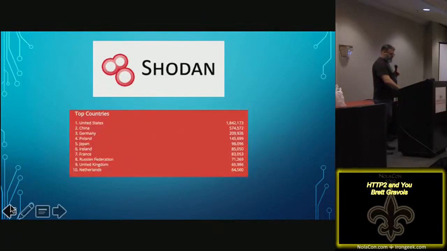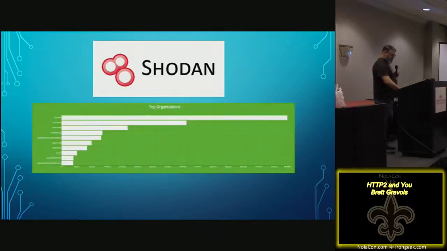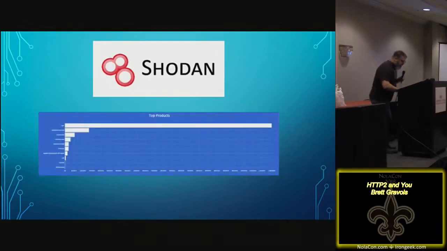Okay. So top countries, basically 2 million is the United States, with China coming up behind it. So the top organizations, I know it's kind of hard to read probably, but Cloudflare is actually the biggest user of H2, and that's because everything they run is on Nginx, with Amazon coming in second. So there's a ton of stuff sitting in AWS right now that's using it. And then the projects, so Nginx is still the biggest one, and that's because of Cloudflare.